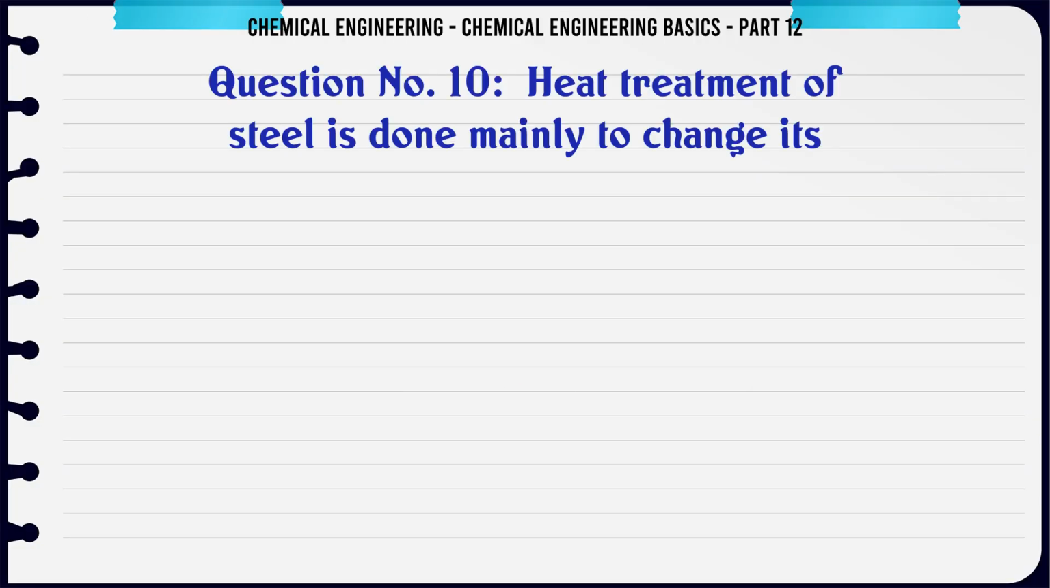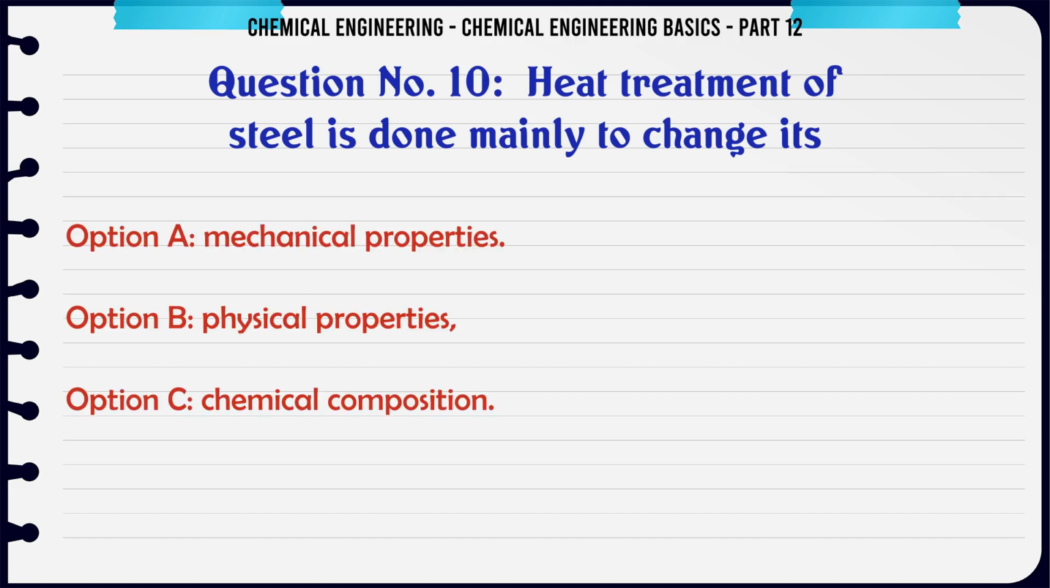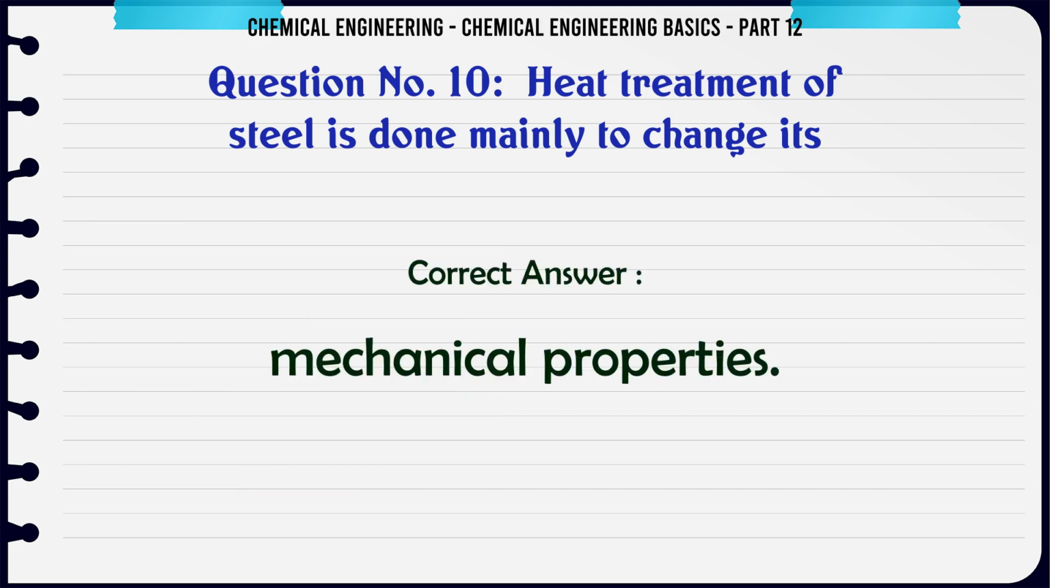Heat treatment of steel is done mainly to change its A. Mechanical properties. B. Physical properties. C. Chemical composition. D. All ABC. The correct answer is mechanical properties.